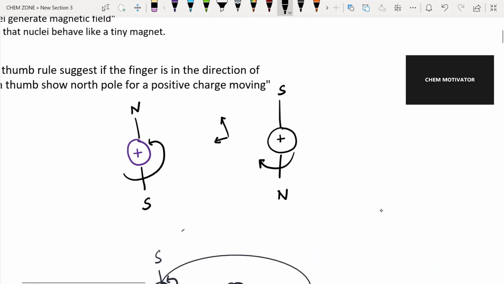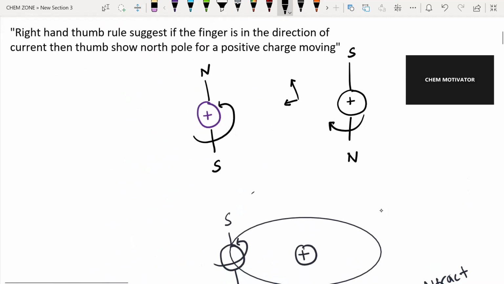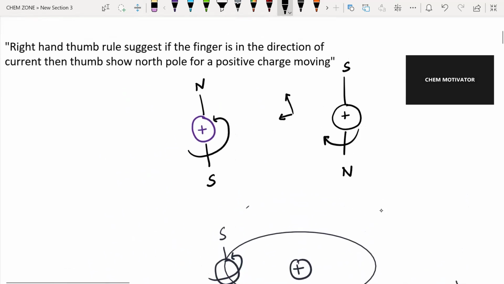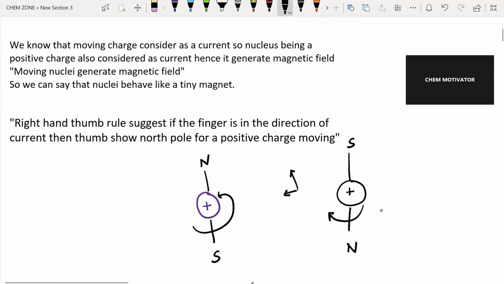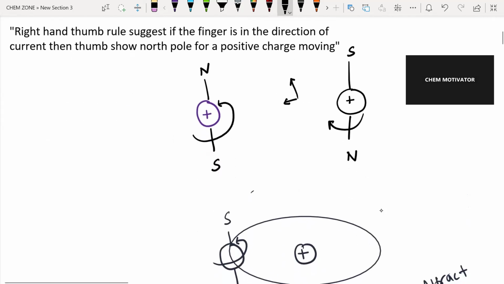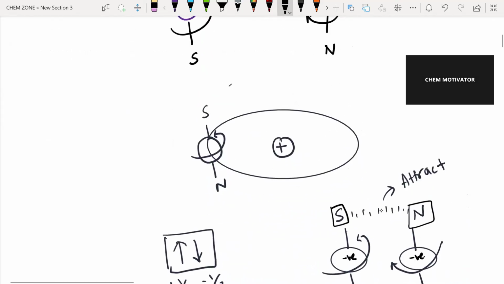Correct? So basically when nuclei revolve or rotate, it behaves like a magnet, hence generates a magnetic field whose direction can be identified on the basis of the right hand thumb rule.